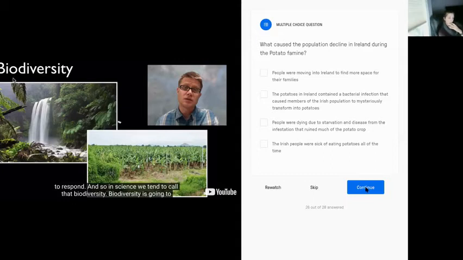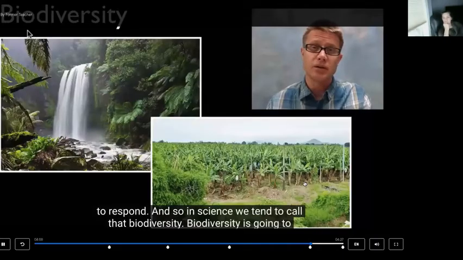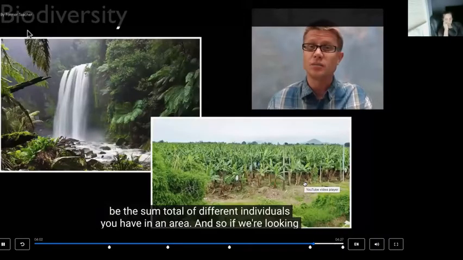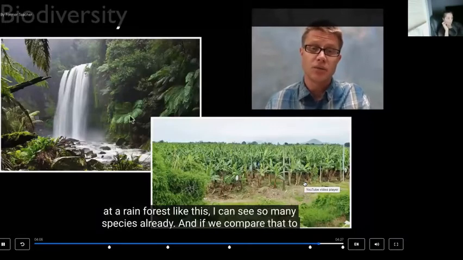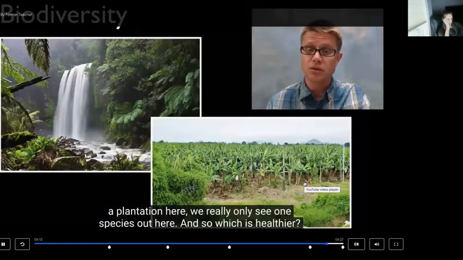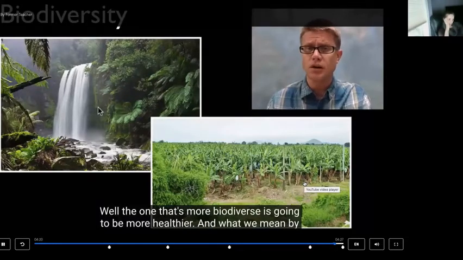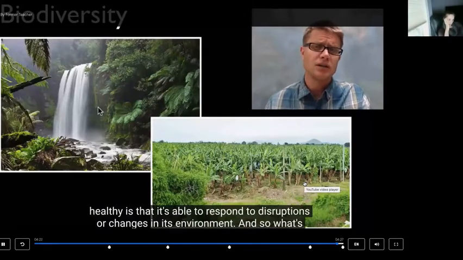All right, I'm missing 2 of you. There we go. In science, we tend to call that biodiversity. Biodiversity is going to be the sum total of different individuals you have in an area. And so if we're looking at a rainforest like this, I can see so many species already. And if we compare that to a plantation here, we really only see one species out here. And so which is healthier? Well, the one that's more biodiverse is going to be healthier. And what we mean by healthy is that it's able to respond to disruptions or change.